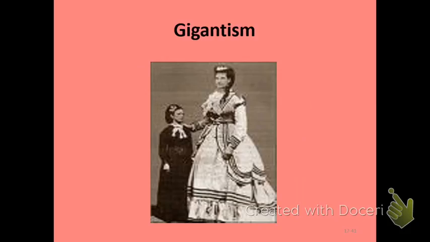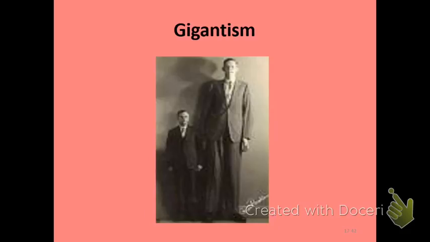Here's a picture of a normal-sized female on the left and a giant problem on the right side. The female on the right is definitely much taller than the normal female on the left. Here's the males. On the left is a normal sized male. On the right we have a giant, an oversecretion of growth hormone.